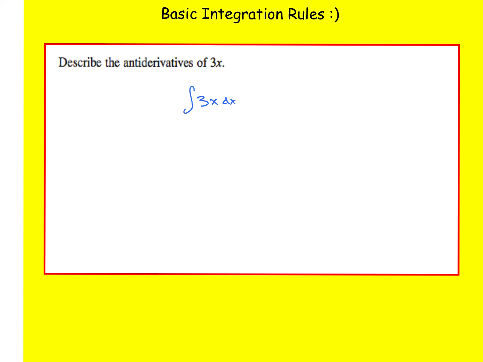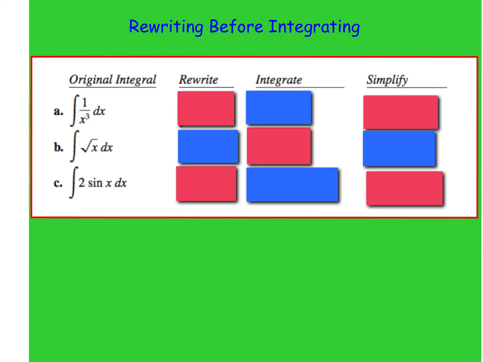We need to add 1. So now I have x squared. But what do I need to do with it now? Divide by 2. So now what's my coefficient out front? 3 halves. So now I have a 3 halves x squared and then plus c. And then I'm done. All right. So I'm working backwards.